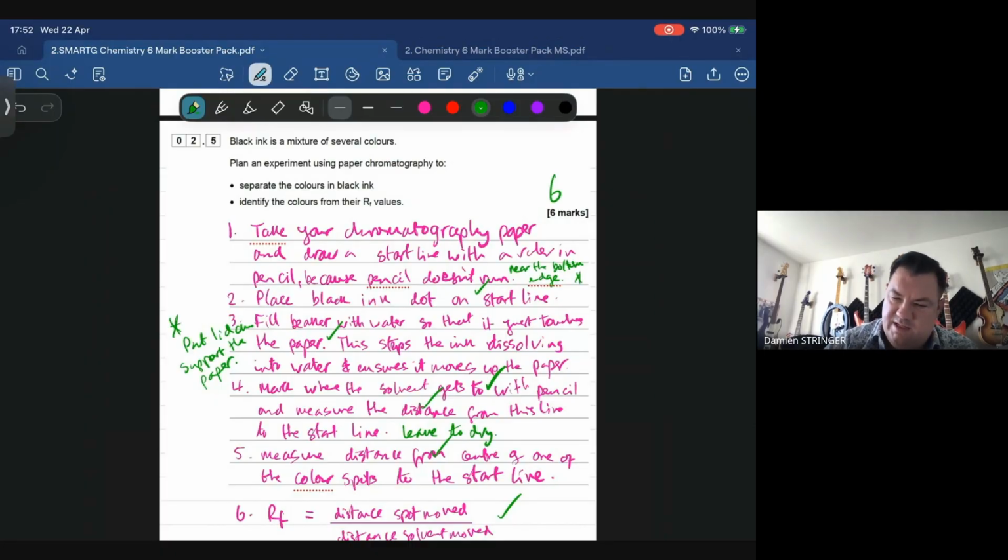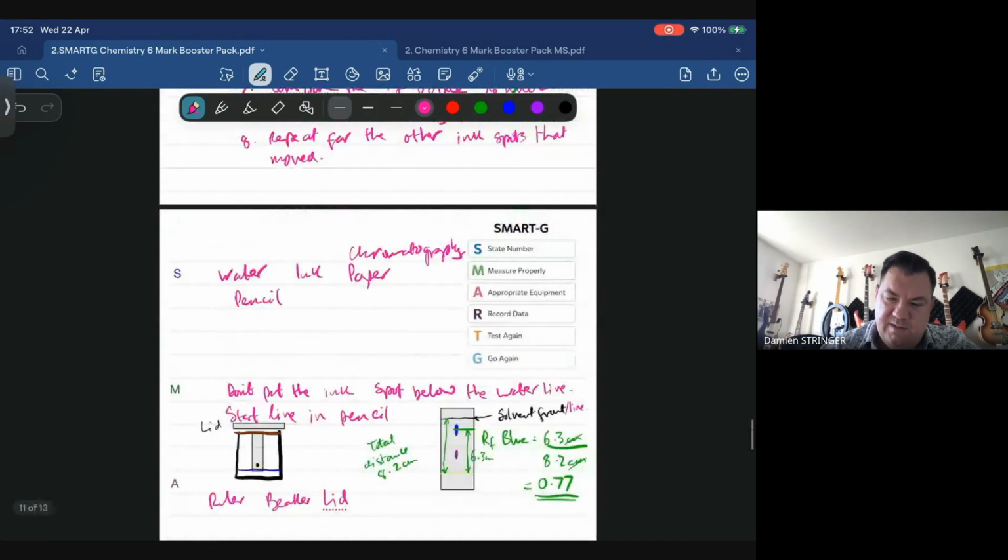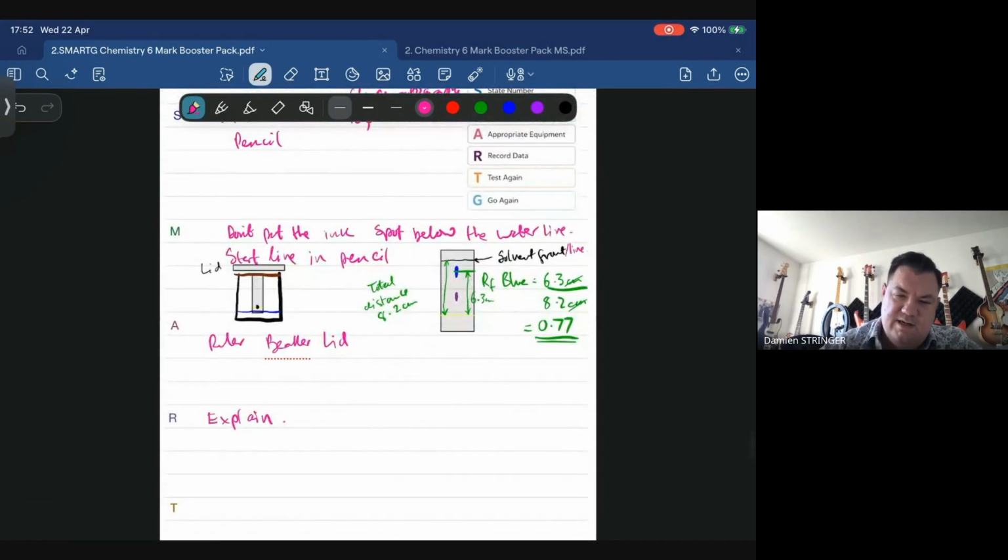So the near the bottom edge bit, you want to give the examiner the best opportunity to give you full marks, don't you? You don't want them doing what we're doing, going, is it 5 or 6? But how easy is it just to miss out something that we actually spoke about? Put the lid on, support the paper. So that was as lid, and that was as support, wasn't it?